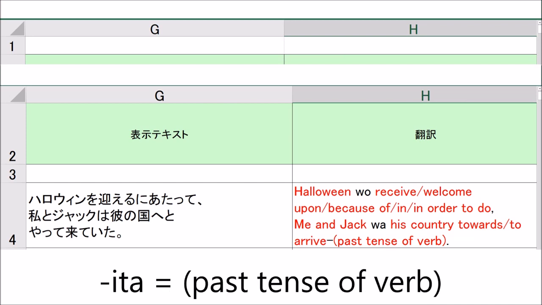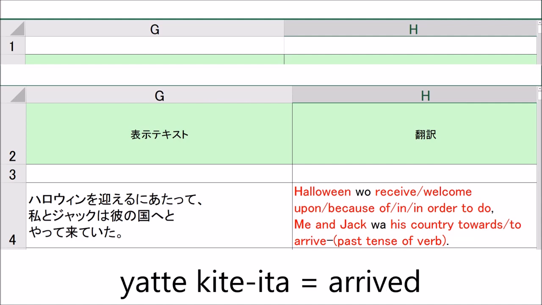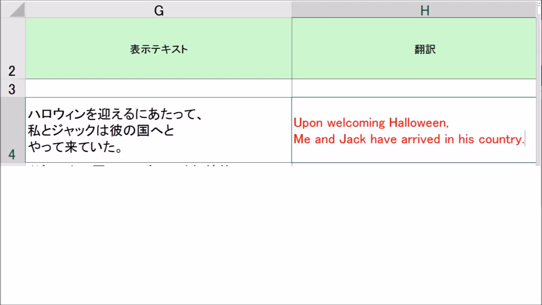I also changed the suffix ita to simply make that verb that comes before it past tense. In this case, the verb is yatte kite, which means to travel to. Past tense of that would be arrived. And I realize everything is a jumbled mess right now. Welcome to translating! Okay, this is the slide where I solve the puzzle and rearrange the words so the sentence makes sense.